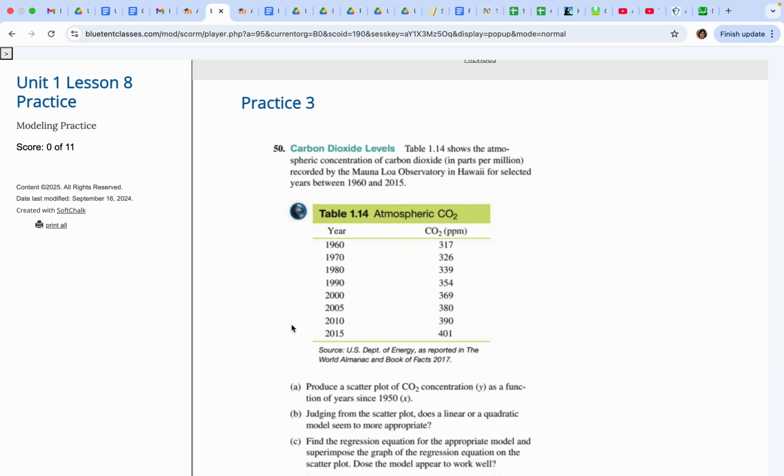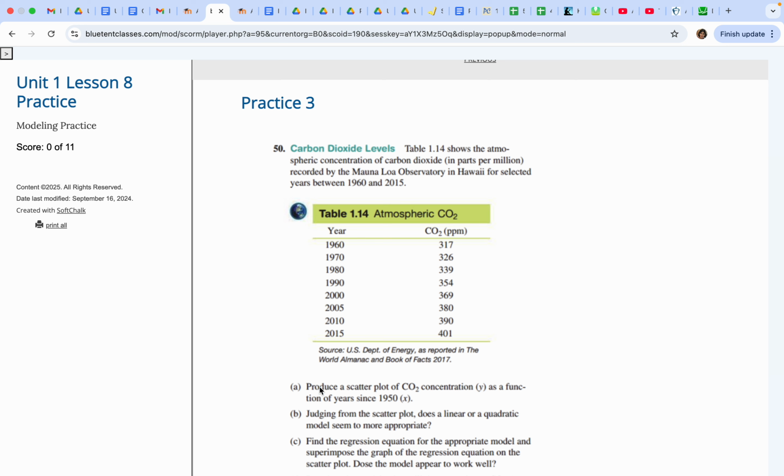Some students have been given some problems, so I'm going to help with it. We have a table here, Table 1.14, which shows the atmospheric concentration of carbon dioxide recorded at the Mauna Loa Observatory in Hawaii for selected years between 1960 and 2015.